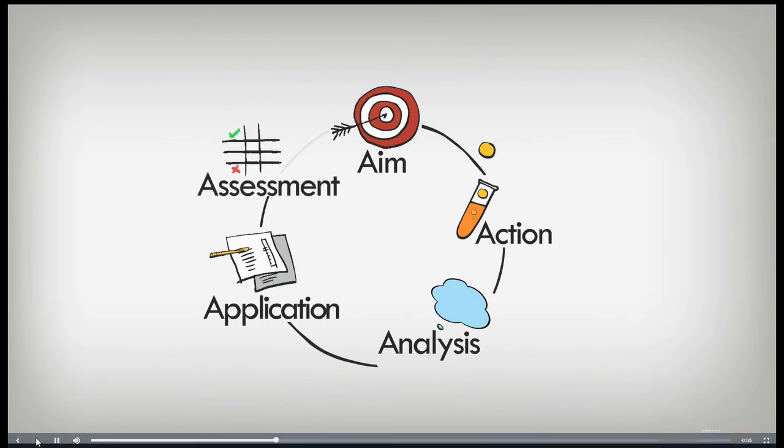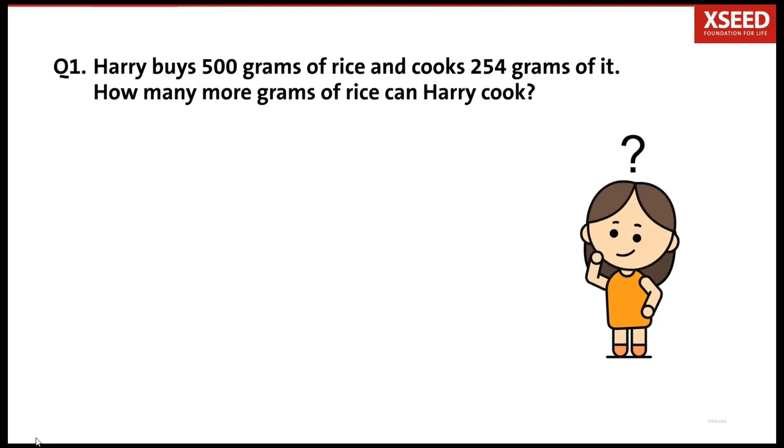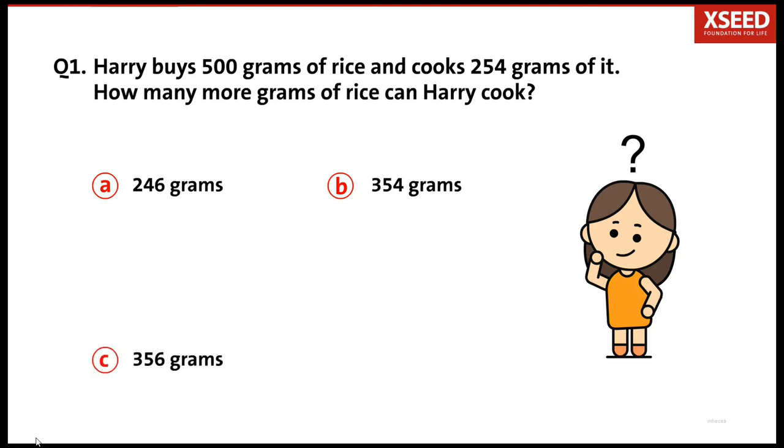Time for a quick quiz. Let's see if we remember what we learned in the class today. Shade the bubble for the correct answer in your journal. Question 1. Harry buys 500 grams of rice and cooks 254 grams of it. How many more grams of rice can Harry cook? A. 246 grams. B. 354 grams. C. 356 grams. D. 754 grams.